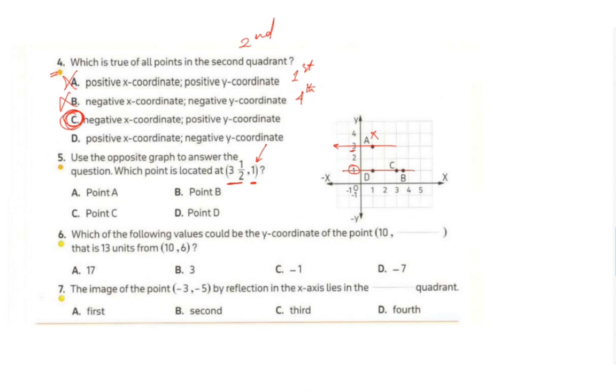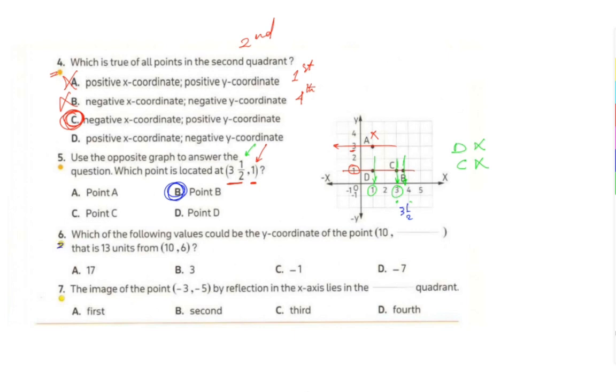Now I need to look for the x coordinate, 3.5. D's coordinate on x is 1, so D is false, not D. C has coordinate 3, and I need 3.5, so C is false. We just have B. B's x coordinate is between 3 and 4. That's 3.5. So the right choice is point B.